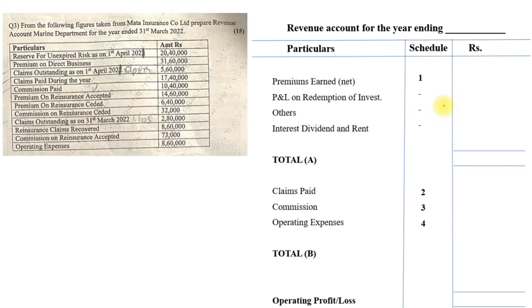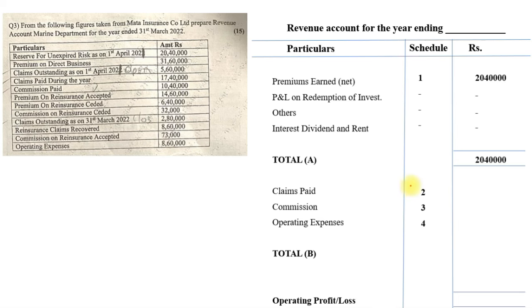So under our first schedule, we'll note down 20,40,000. Second, profit and loss on redemption of investment. When we went through the entire question, there was nothing related to it, so nil. There is no other income. No interest, no dividend, no rent, nothing has been mentioned here, so nil. So the total of the income part is 20,40,000.